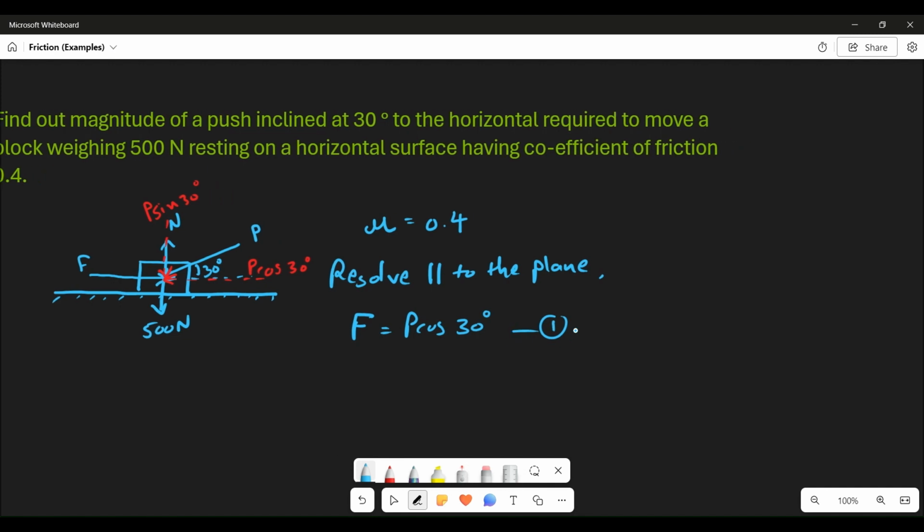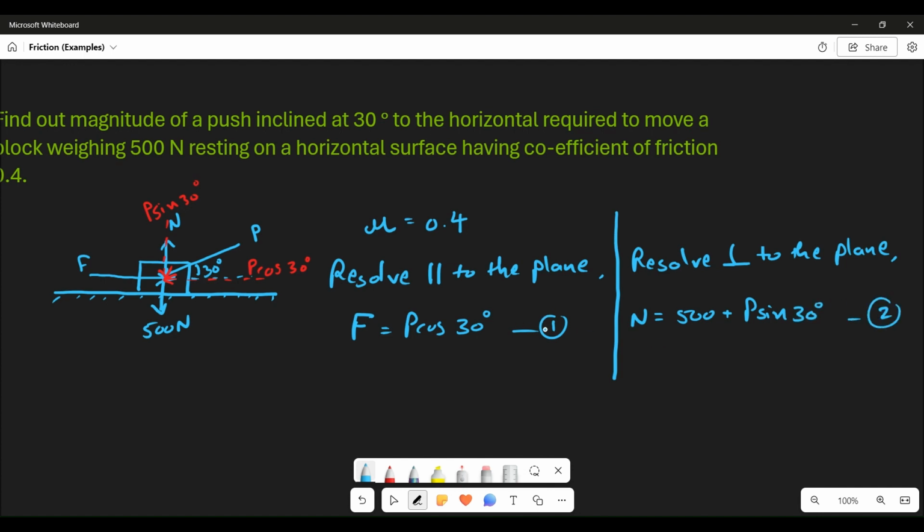Now I will resolve forces perpendicular to the plane. Okay, resolve perpendicular to the plane. Now resolving perpendicular to the plane, you will get three forces. First is this weight 500 Newton, another is normal reaction to this weight, that is N, and another is this P sine 30. Now this P sine 30 is coming downwards, weight 500 is downwards, and this N going upwards. So I will write it as N is equal to 500 plus P sine 30 degree. This is my equation 2.